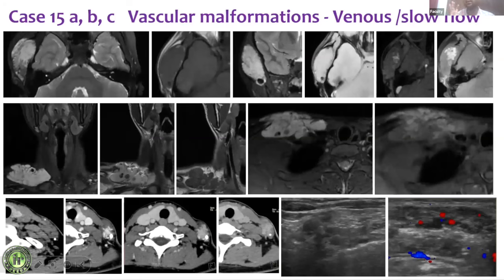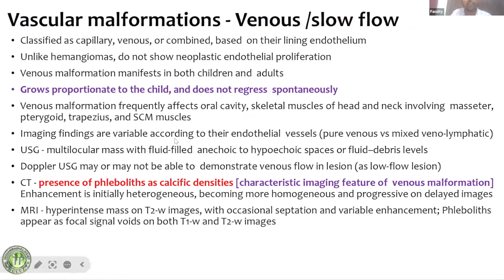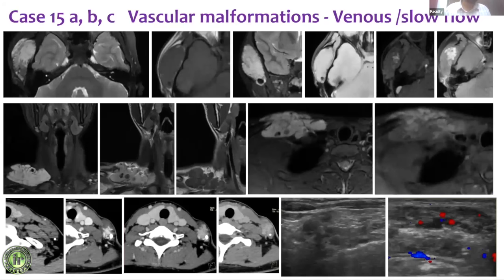Once you are looking at such a lesion, always try to look for one thing called the phlebolith, because the presence of the phlebolith, which are the calcific deposits within the venous channel, is one of the characteristic imaging features of the venous malformation. So when you find a phlebolith, it is essentially a slow flow venous vascular malformation.